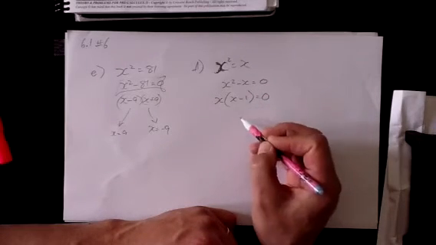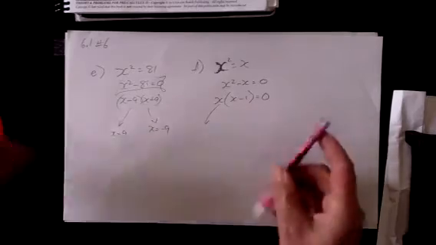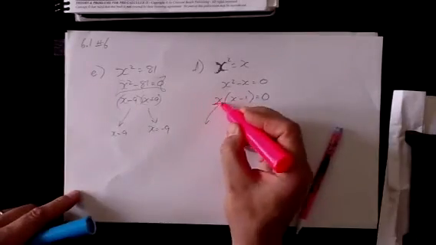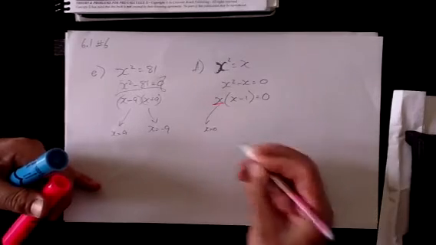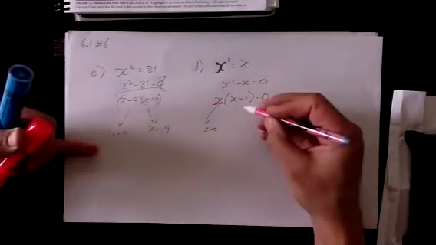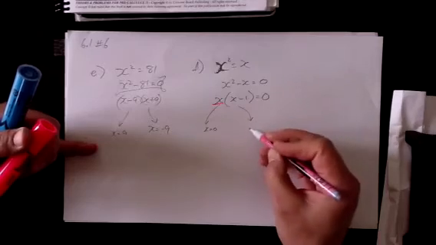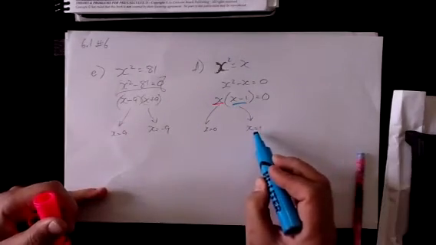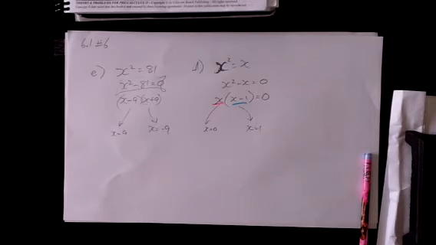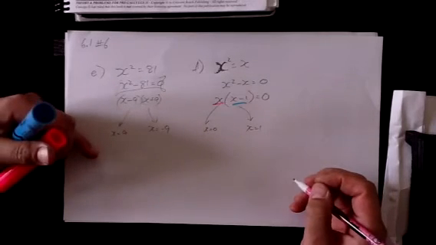So how do we make this side into 0? Well, if that, we'll call that the pink solution, if that was 0, then the left side would equal 0. And this one, x equals 1. That's our blue solution. So those are our two solutions for F.